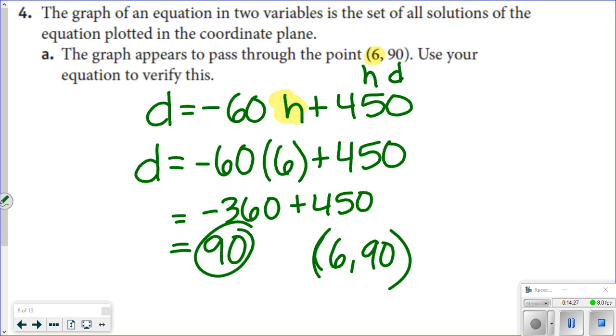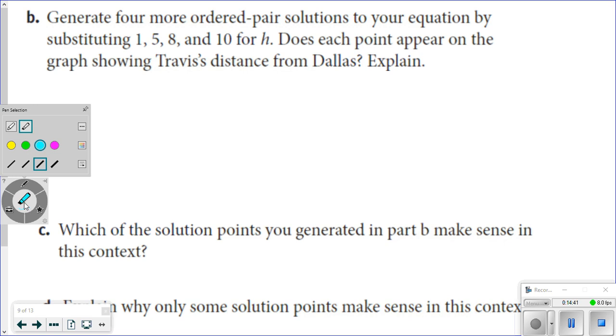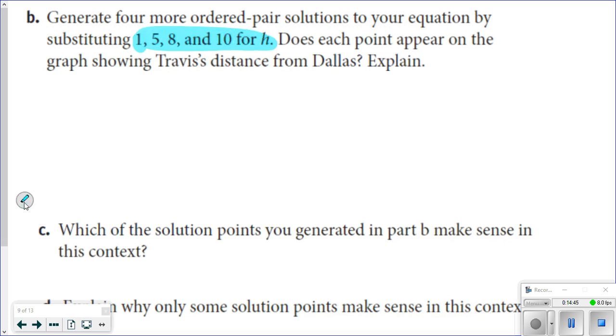We're going to do this 4 more times at the top of the next page. Generate 4 more ordered pair solutions to your equation by substituting 1, 5, 8, and 10 in for h. Does each point appear on the graph showing Travis's distance from Dallas?